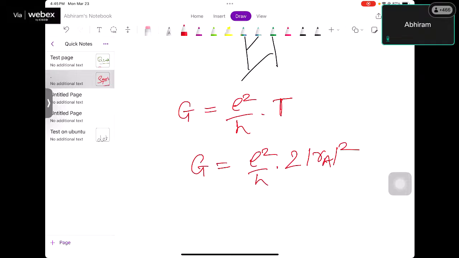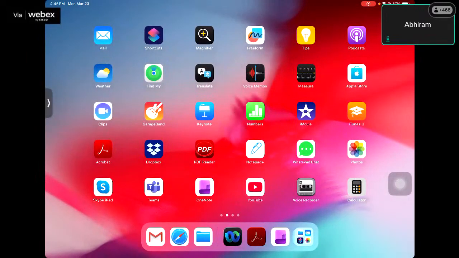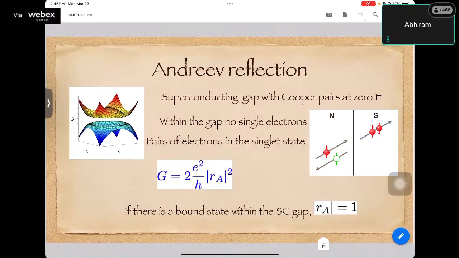And if there is a bound state in the superconductor, okay, so if there's a bound state, then mod Ra turns out to be 1. Okay, that is a signature for a bound state that is there in the superconductor. Okay, so I'll explain why this is important.